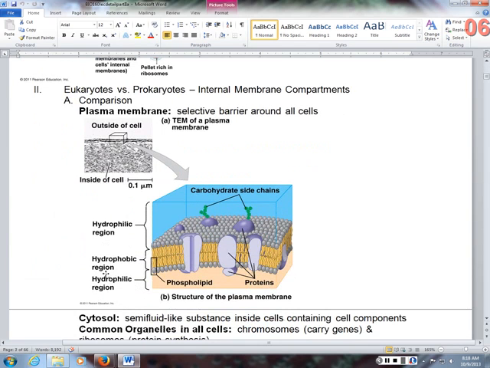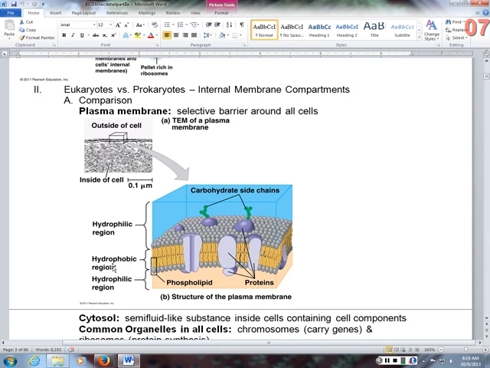So when we compare the prokaryotes and eukaryotes, the big difference is the eukaryotes are going to have internal membrane bound compartments, where the prokaryotes do not. Both of them are going to have a plasma membrane, which acts as a selective barrier around the outside of the cells.